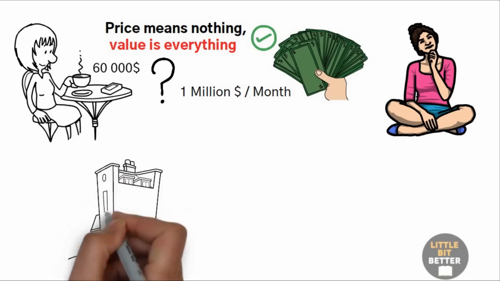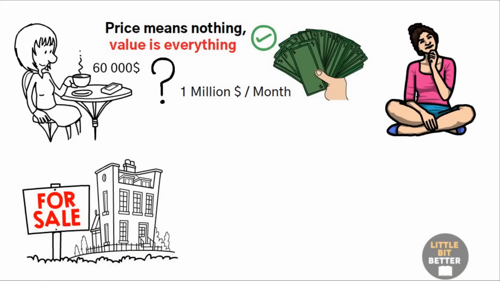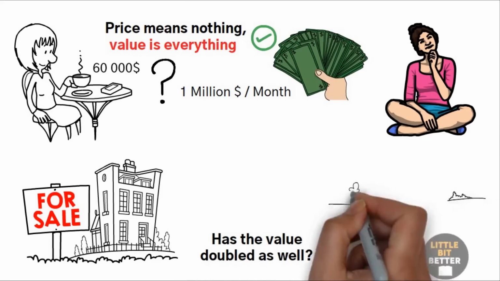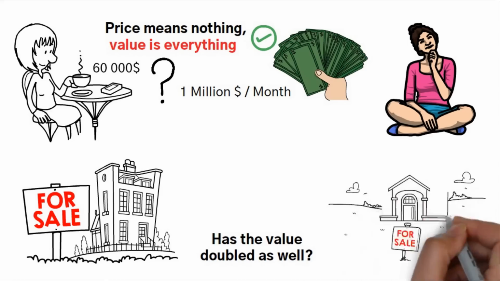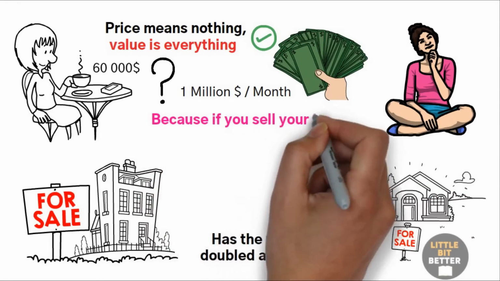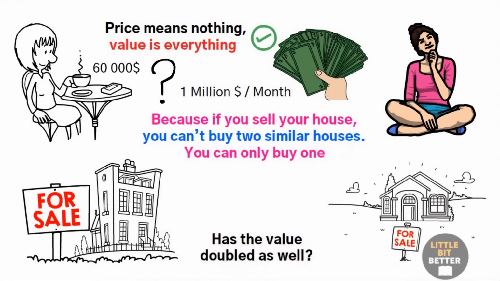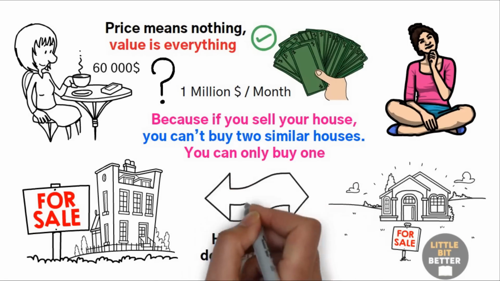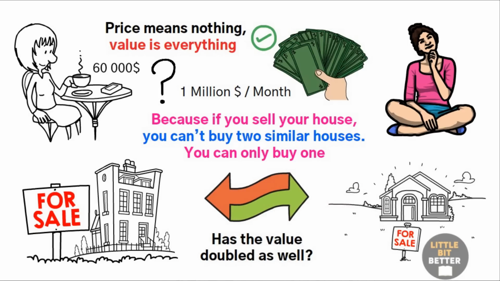For example, let's say you bought a house 20 years ago and now the price has doubled. Here's the question: has the value doubled as well? Well, it all depends on what you're measuring it against. If you're measuring it against other real estate, the answer is absolutely not. Because if you sell your house, you can't buy 2 similar houses. You can only buy 1. So even though its price doubled, measured against real estate, its value stayed the same.